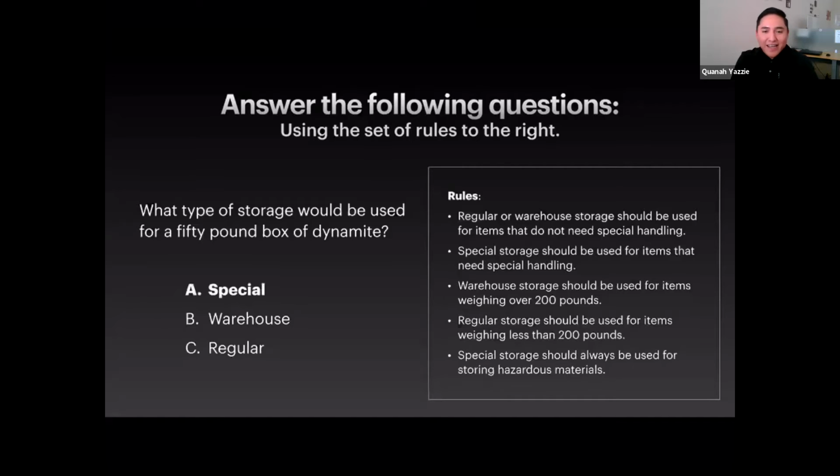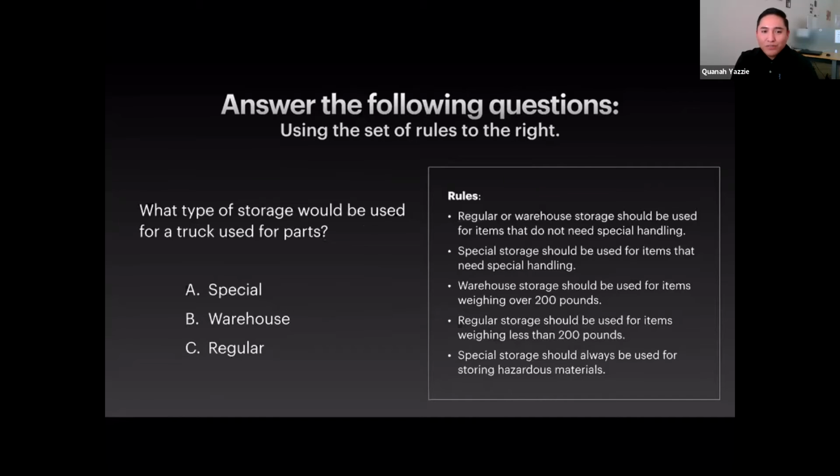A is the correct answer here because we're taking into consideration the writing prompt. Sometimes we get confused by the 50 pounds, which would automatically categorize it as regular storage. But we're looking at dynamite, which is hazardous, so we need special storage for it.